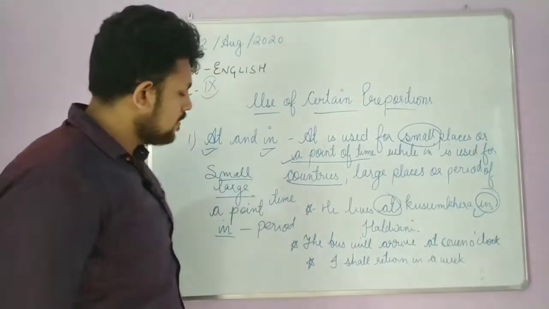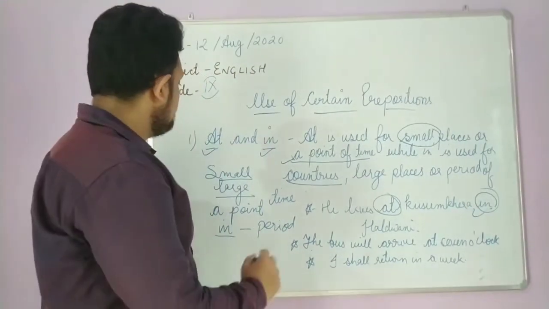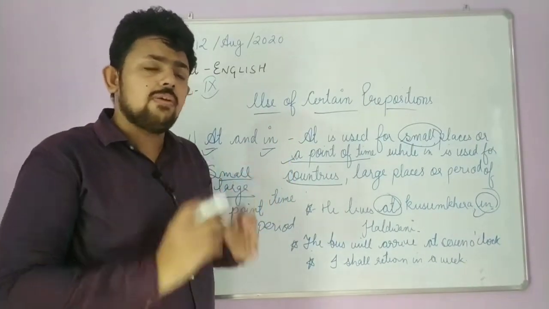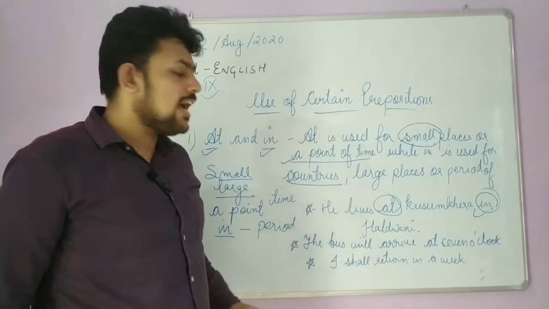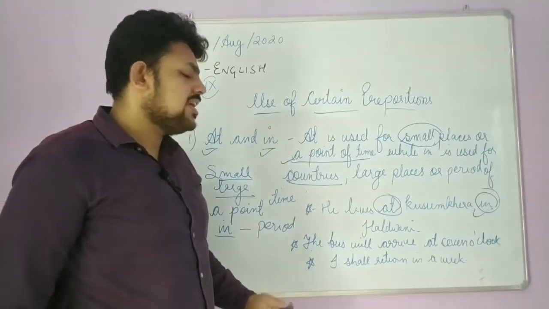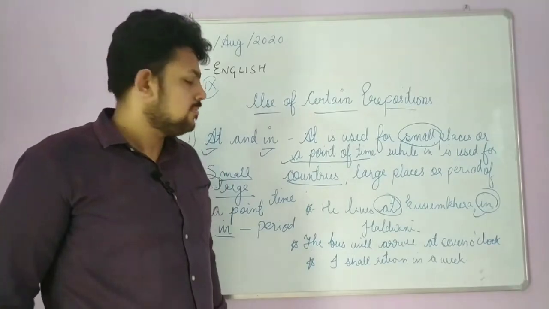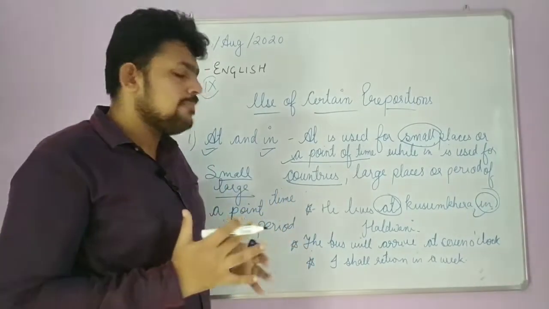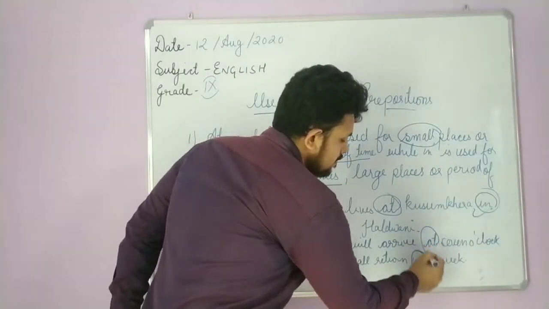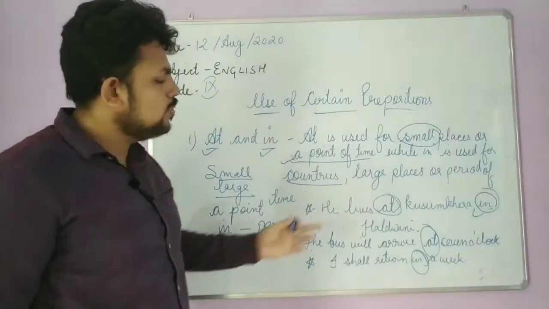And the second use: the bus will arrive at 7 o'clock. See, at is used for a specific point of time. So the bus will arrive at 5 o'clock, 7 o'clock. And I shall return in a week. I shall return in the morning. For a period of time where the time is not specific, you will always use in. And for small places or a specific point of time, you will use at.